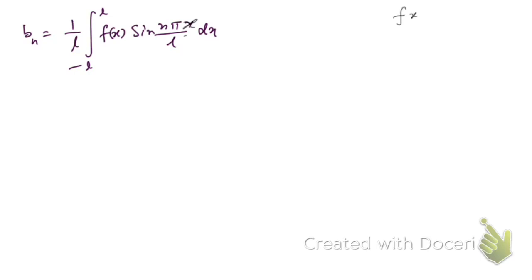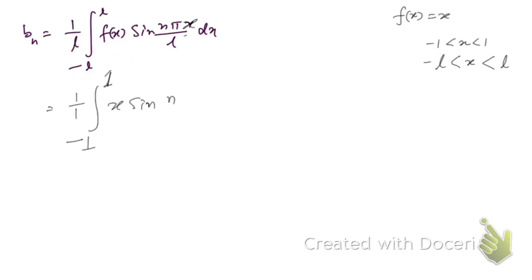So here the function f of x is nothing but x, and the interval is minus 1 to plus 1, right? So minus 1 means minus l, and plus 1 means plus l. Hope you have understood this. Now let's put l equal to 1. So 1 by 1 integration from minus 1 to plus 1 of f of x, which is x, times sine of n pi x by l dx.